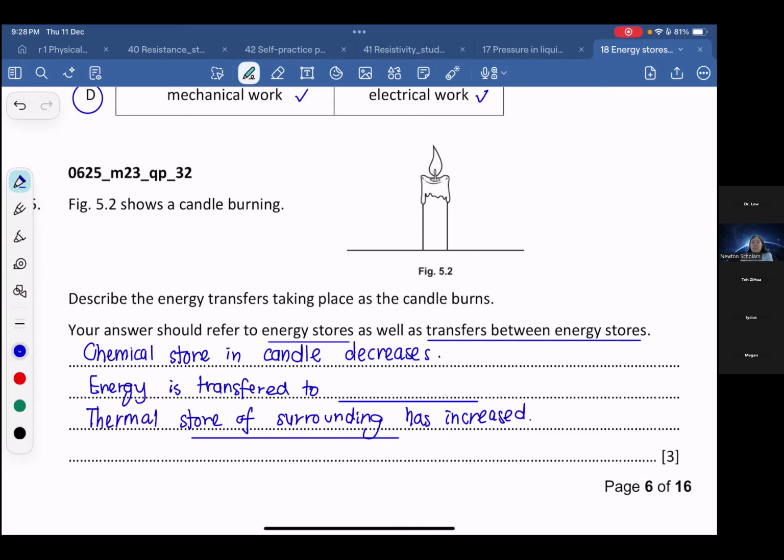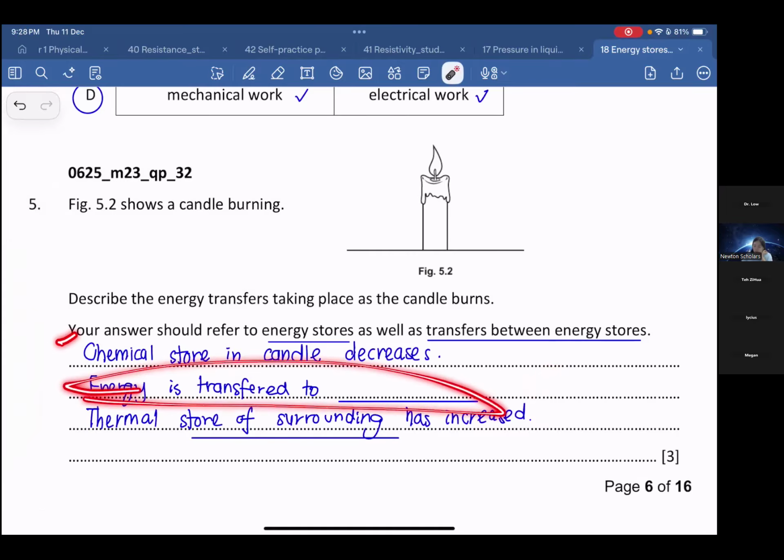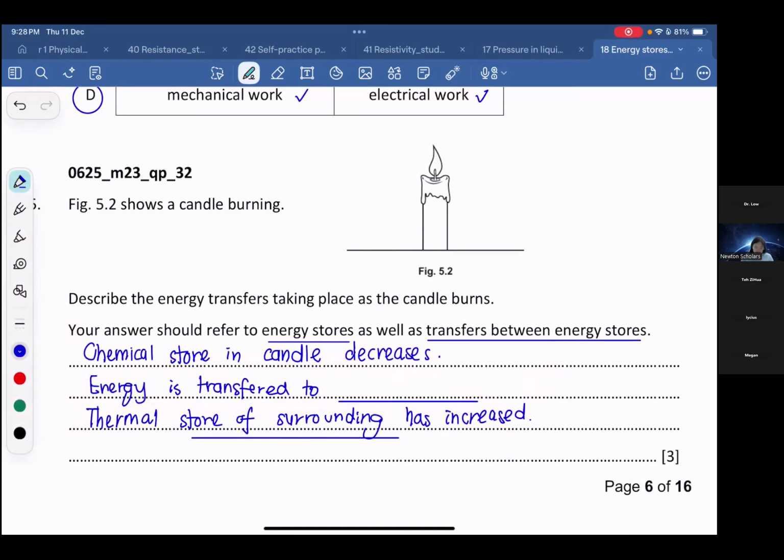Okay, the surrounding is getting hot, so thermal energy will increase at the surrounding. But we have one more point here. They want you to transfer. So this one is the starting store, this one is the ending store. So in between, the energy transfer, they accept the answer as light, electromagnetic wave. They accept radiation.